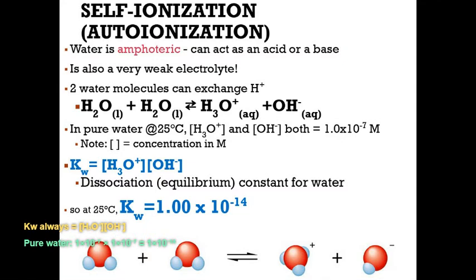When you multiply the concentrations of hydronium and hydroxide ions in pure water at 25 degrees Celsius, you always get 1.0×10^-14. This is a fundamental constant at this temperature. This relationship will become your key tool for solving pH and pOH problems and understanding whether solutions are acidic, basic, or neutral.